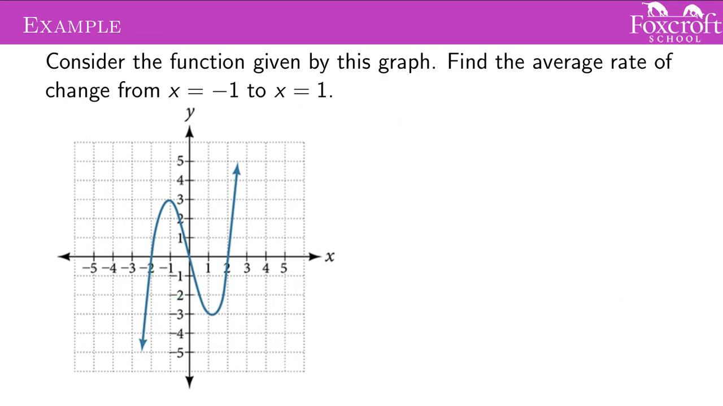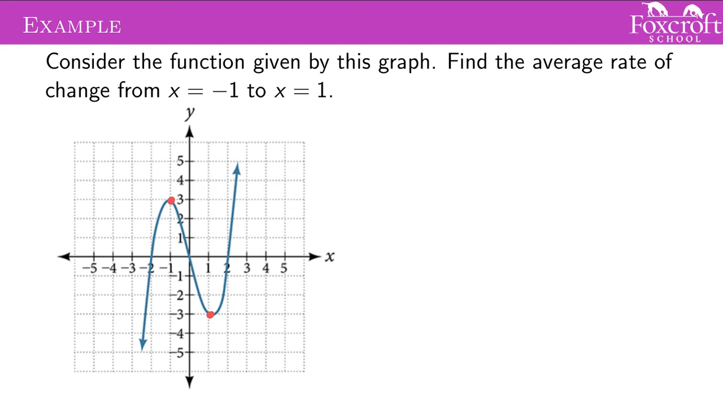So let's say I wanted to find the average rate of change from x equals -1 to 1. Well, at x equals -1, I'm at that point. At x equals +1, I'm at that point. And again, I could go through the entire average rate of change formula, but I could also remember average rate of change is just the slope that connects these points.